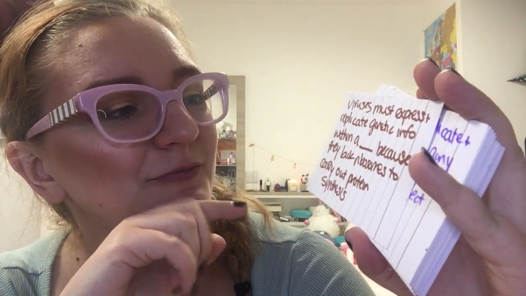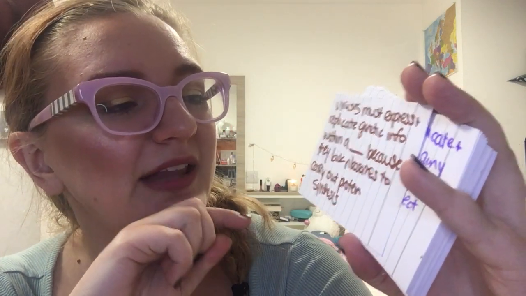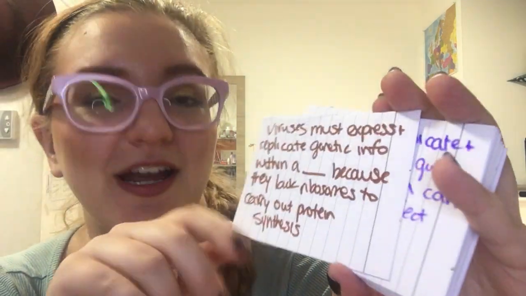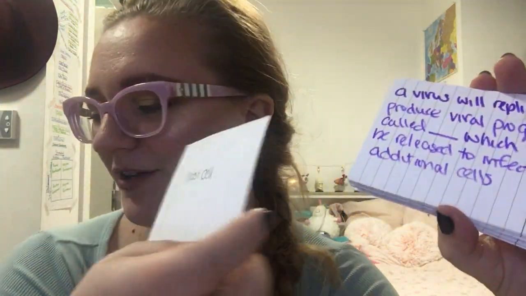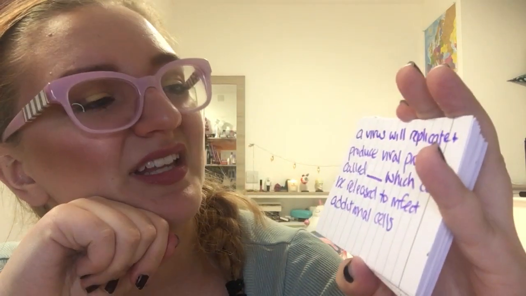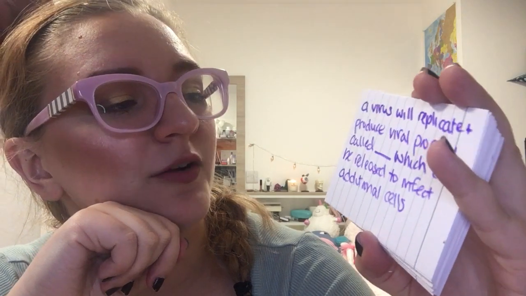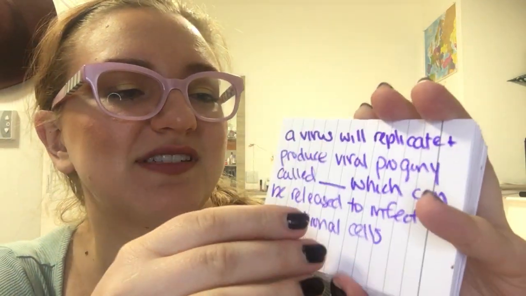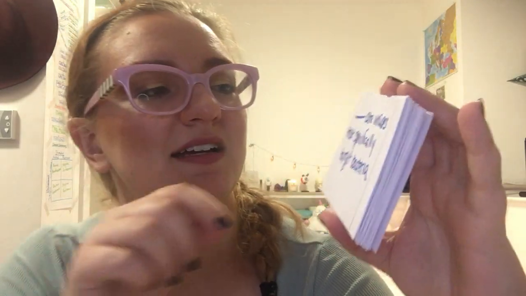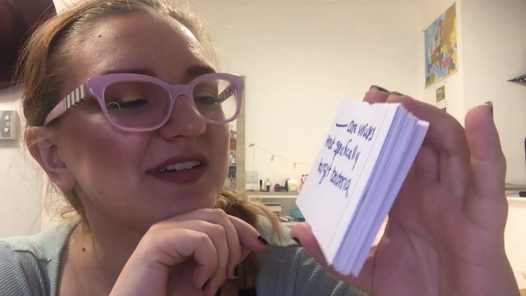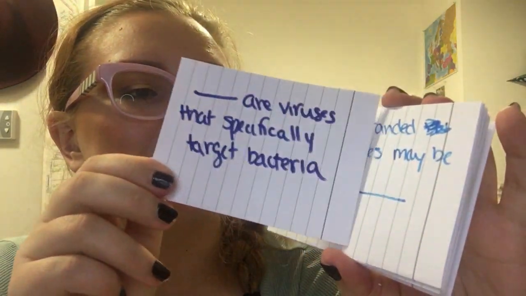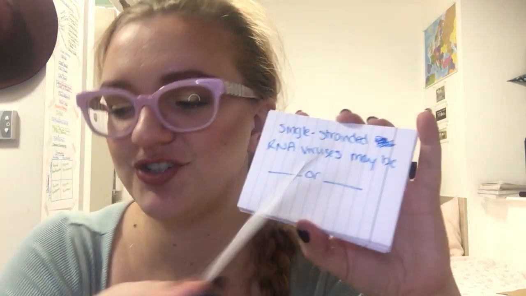Viruses must express and replicate genetic info within a blank because they lack ribosomes to carry out protein synthesis. Got to replicate within a host cell. That's part of what makes them a virus. A virus will replicate and produce viral progeny called blank, which can be released to infect additional cells. Those are the virions. All very sinister names for things with a virus, you notice. Blank are viruses that specifically target bacteria, and then those are the bacteriophages.